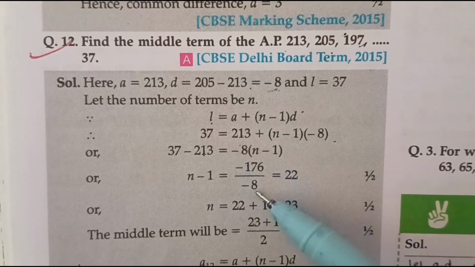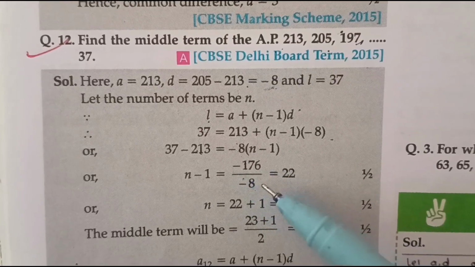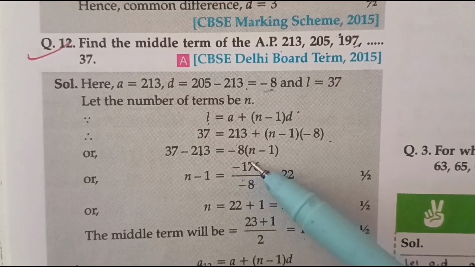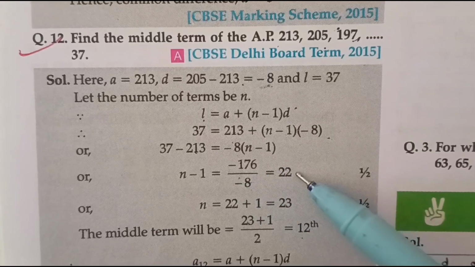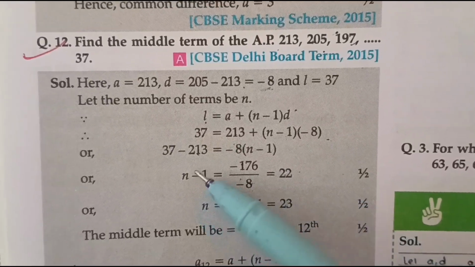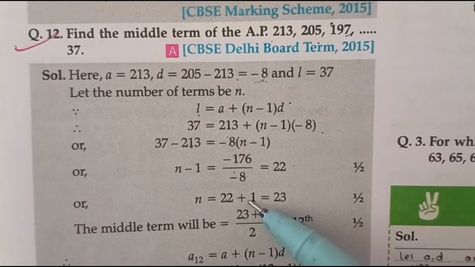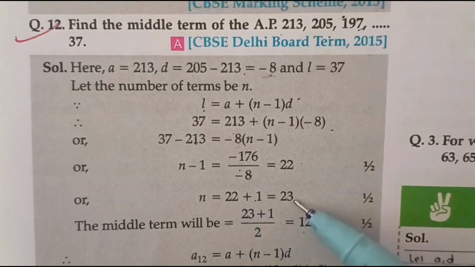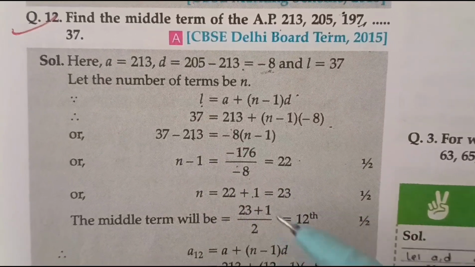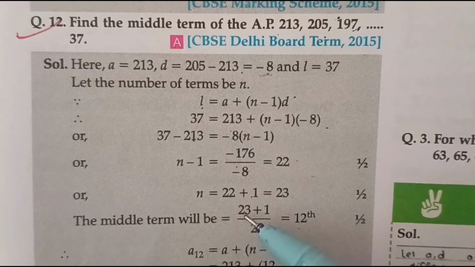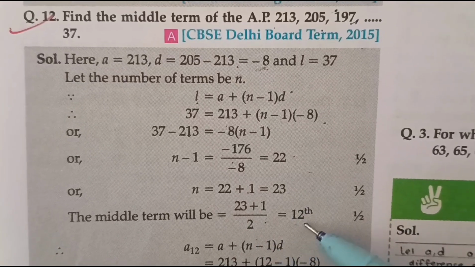Shift minus 8 to the denominator, minus minus cancel. 8 times 22 is 176, so we get N minus 1 is equal to 22. Minus 1 shifted to the right hand side becomes plus 1. 22 plus 1, we get 23. The middle term will be given by the formula (N plus 1) by 2. 23 plus 1 by 2, we get the 12th term.